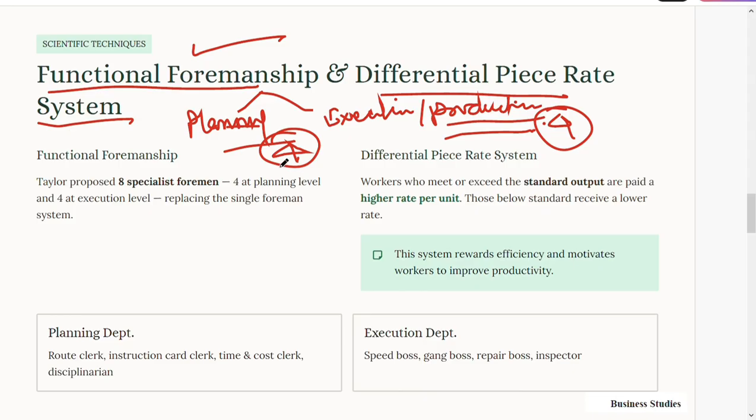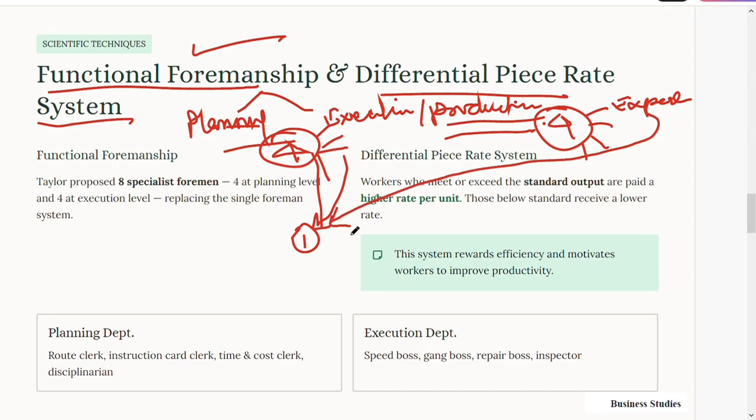And who are those 4 people? They are specialized people in their work, giving orders to one employee, right? And they are specialized people giving expert advice to this employee. At the same time, in production, we have 4 supervisors who are experts and specialized in their work, and they are giving orders or guidance to the employee. So ultimately one employee is getting orders from 8 different people. So this process is called functional foremanship.